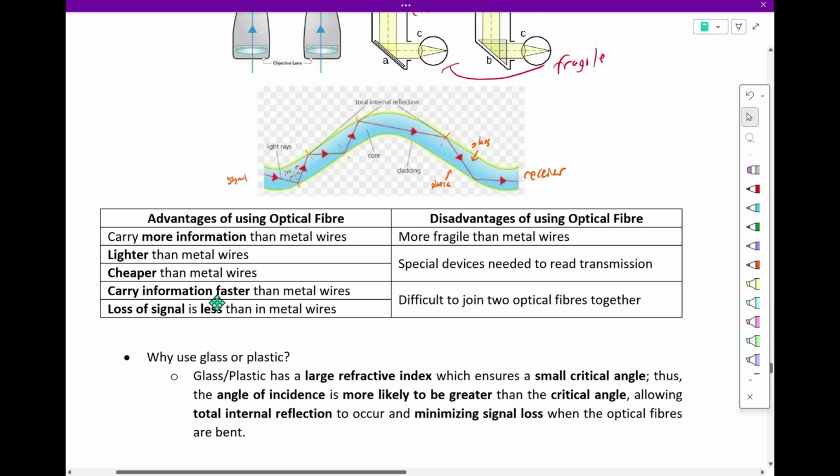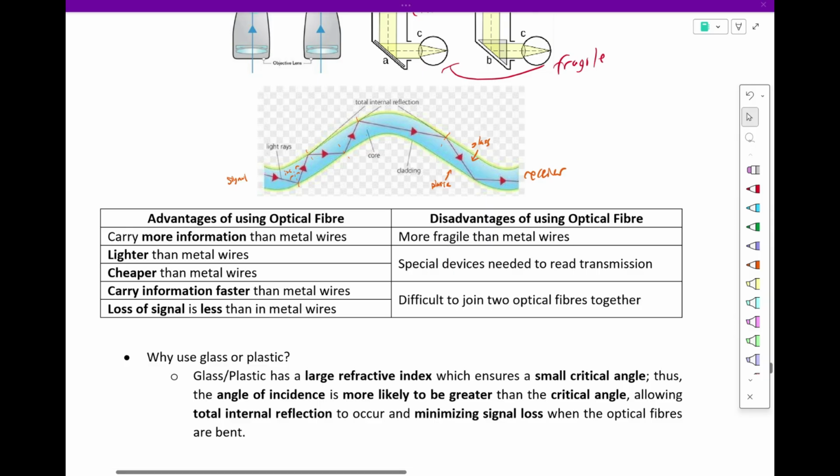And you can actually carry information faster and you have less signal loss because of all the TIR that occurs. So this is why optical fibers are generally better options than metal wires itself. However, because they're made of plastic and glass, this also means that they are fragile.